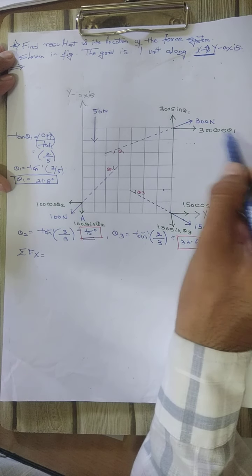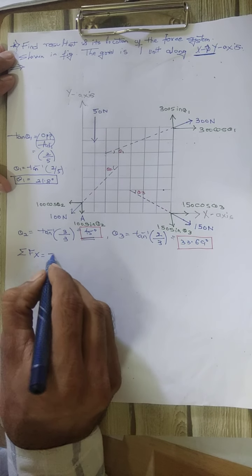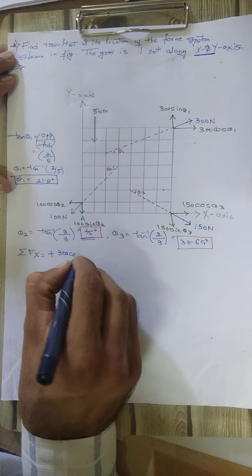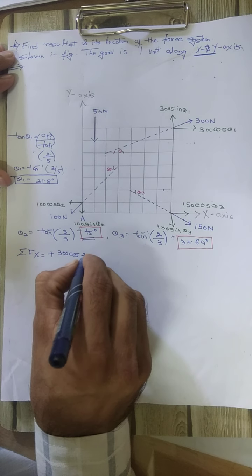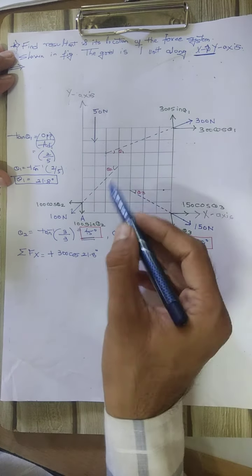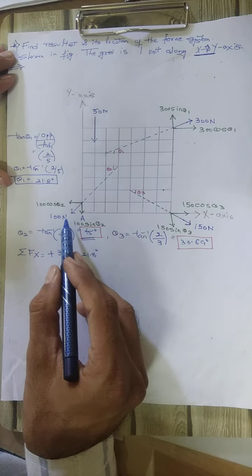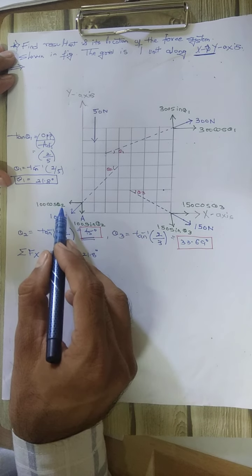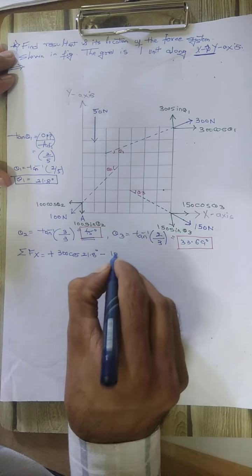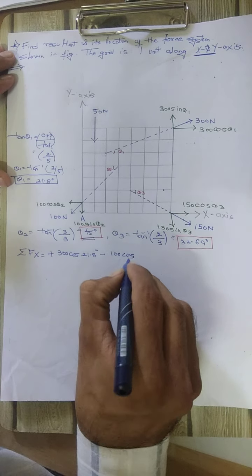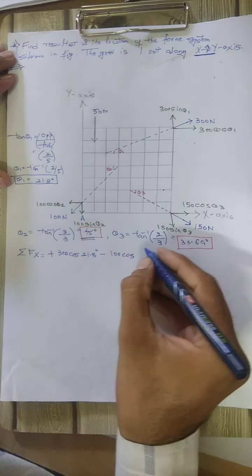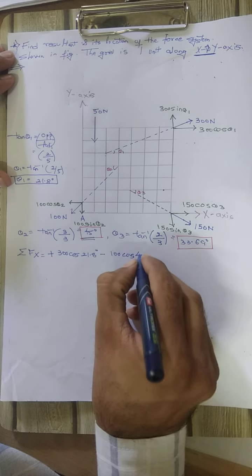So 300 cos theta 1, it is moving right side, so therefore it is positive. So plus 300 cos of theta 1. Theta 1, directly I am keeping the angle, so 21.8 degrees. Next force is theta 2, second force. What is the x component for this? Yes, 100 cos of theta 2 is the x component, but it is moving left side, therefore minus 100 cos of theta 2. So here theta 2 is 45 degrees.